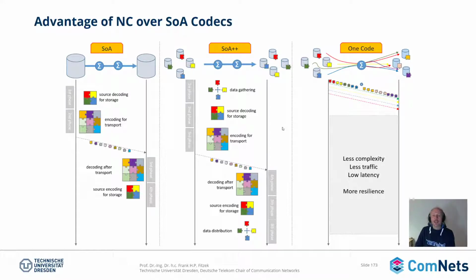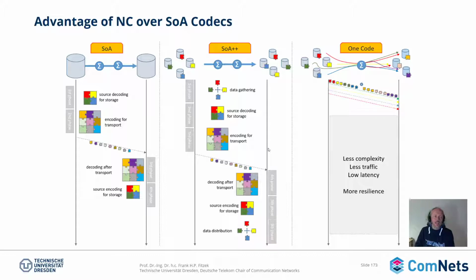Then you do the steps that you have seen in between, and then you have data distribution down here. For us, it would be interesting to find a way that we just take packets from a storage and use them as already source encoded, but also already encoded for transport. So any distributed device could send it out to the other side. Here we have different codes for storage and different codes for transport. Here we are looking for one code. And this means less complexity, less traffic, low latency, more resilience.